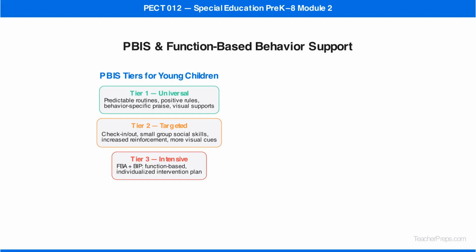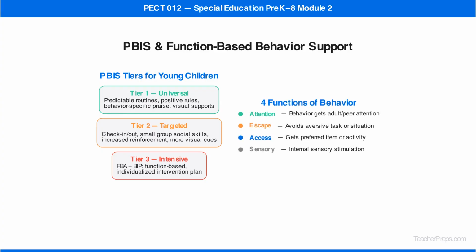This includes a functional behavior assessment, or FBA, and a behavior intervention plan, or BIP. The FBA identifies the function of the behavior. Is the child getting something they want? Attention, a preferred item, sensory stimulation, or escaping something they don't want? The 4 functions are attention, escape, access, and sensory. The BIP uses this information to teach a replacement behavior that serves the same function. Behavior-specific praise, naming exactly what the child did correctly, is the single most evidence-based Tier 1 strategy for young children with disabilities.